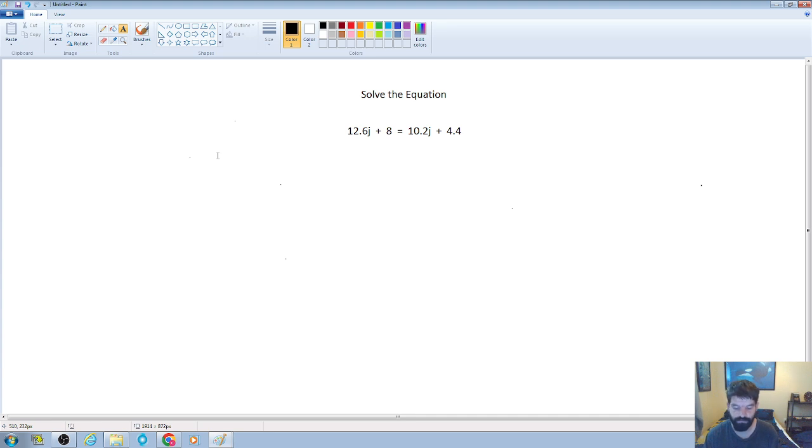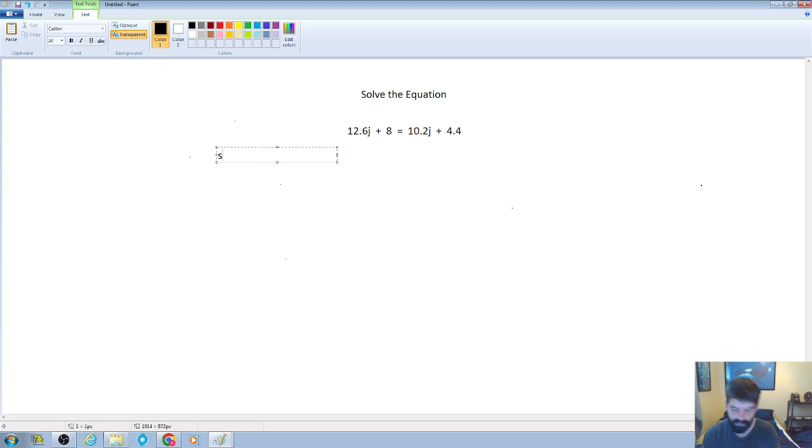That allows you to keep track of what is happening to each thing in terms of the operations you are applying, and to keep in mind the bigger picture: in the end we are just trying to have one single variable all by itself equal to one finite value. So the first step in approaching that big goal is to get the variable terms on one single side of the equation, and the way I'm going to do that is subtract 10.2j from both sides.